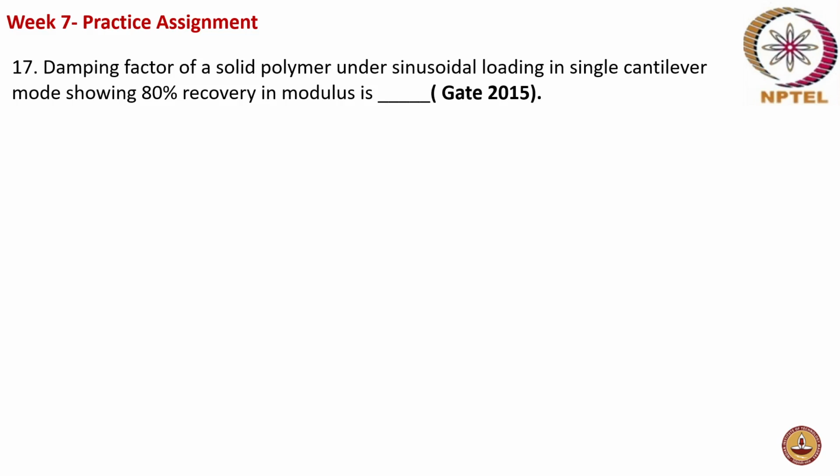Damping factor of a solid polymer under sinusoidal loading in a single cantilever mode showing 80% recovery in modulus is. So this is a GATE 2015 question. They have asked for the damping factor of a solid polymer. They have given that the loading is sinusoidal, and also 80% recovery in the modulus. Now, how do we find the damping factor?